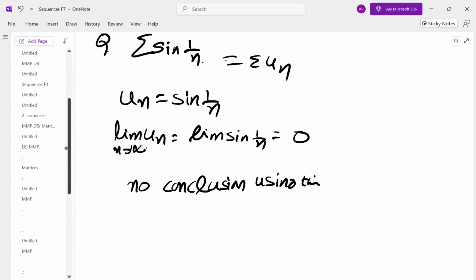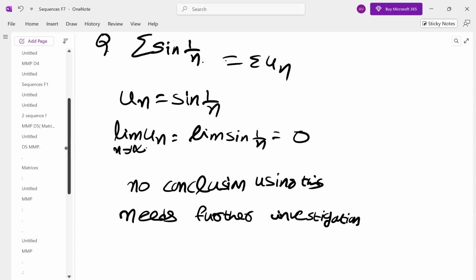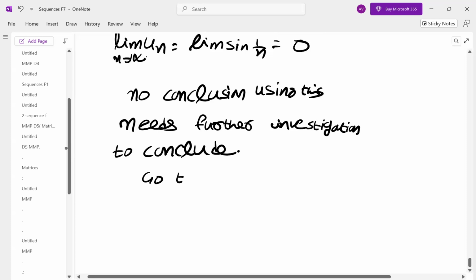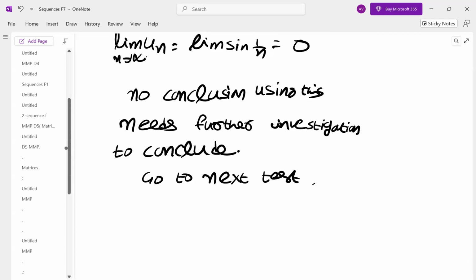For this, we apply the limit comparison test in future. There we will conclude this is convergent or divergent. We will know using that test. Needs further investigation. That is, apply some other suitable test. Needs further investigation to conclude. We don't know. It may be convergent, it may be divergent. We need to go to the next test. What is that? We'll see later.